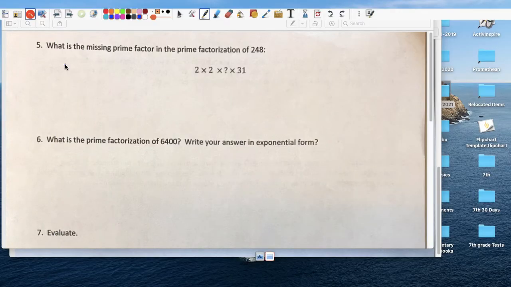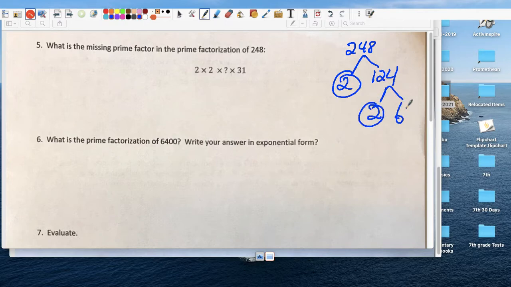What is the missing prime factor in the prime factorization of 248? So there's several ways of doing it. One way you can just find the prime factorization. So 248, well, definitely 2. And the other one will be 124. 124, okay, so circle. It's an even number, so definitely 2.